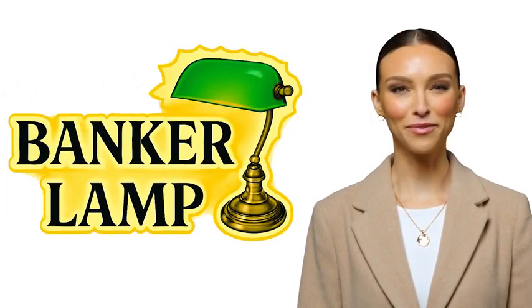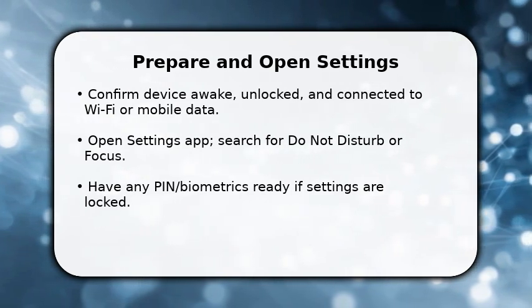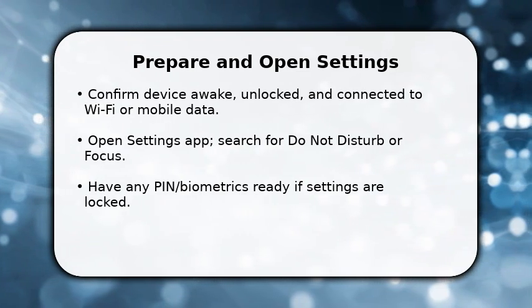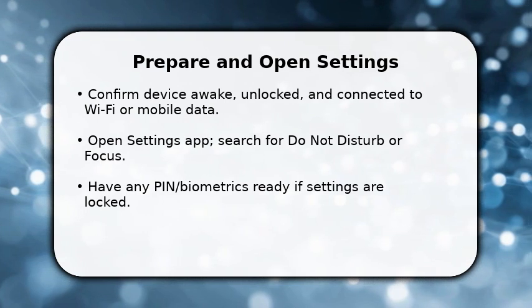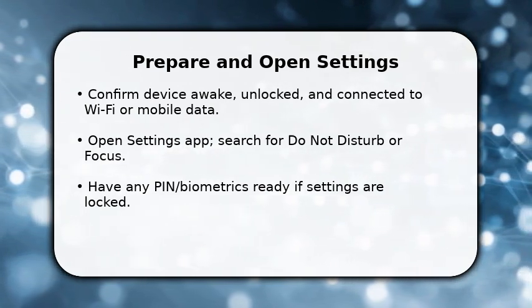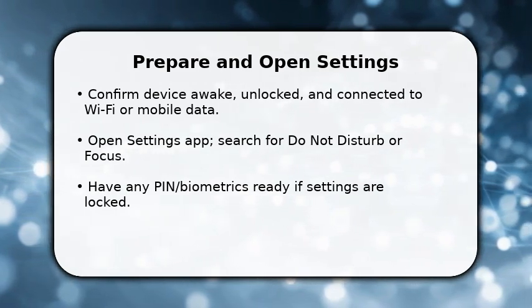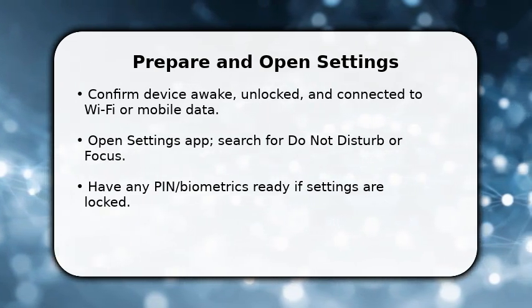Please enjoy the video. You start by getting straight to the controls. Unlock your device and open Settings now. Once open, type or tap Do Not Disturb or Focus into the search bar so you don't dig through menus. Make sure any lock or admin profile won't block changes. Have your PIN or fingerprint ready. You're doing this now because direct access prevents accidental overrides later.